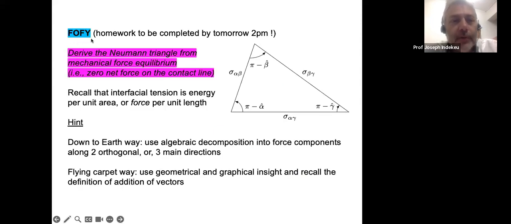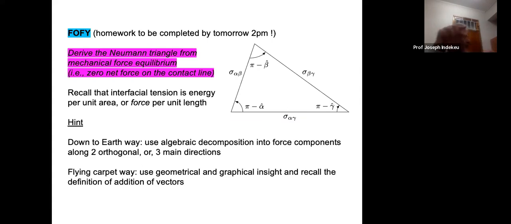So you have derived the Neumann triangle from the mechanical force equilibrium. That means the zero net force on the contact line. Now, is this clear? Is this clear for you too? Yes, very clear. So when you have a question, we're going to give you the headset, because then your question will also be audible for everybody now and later.